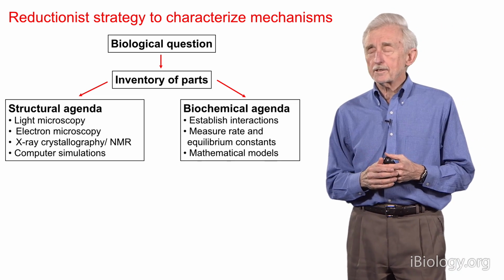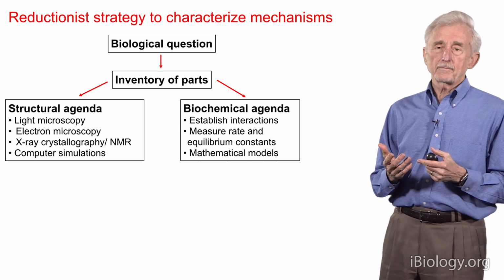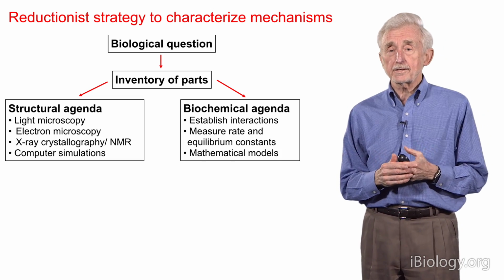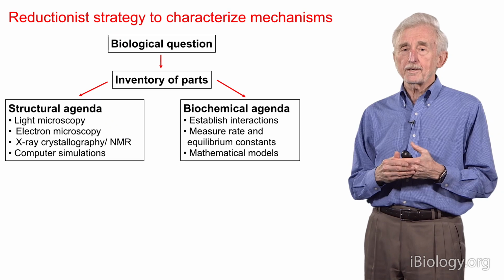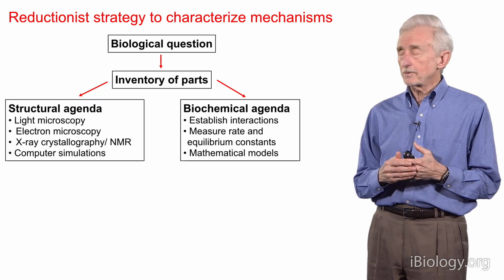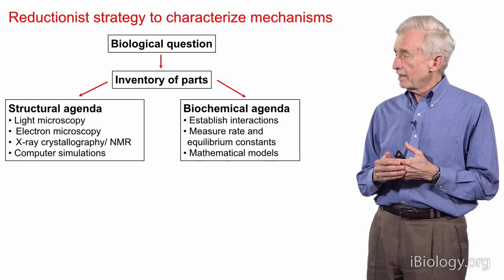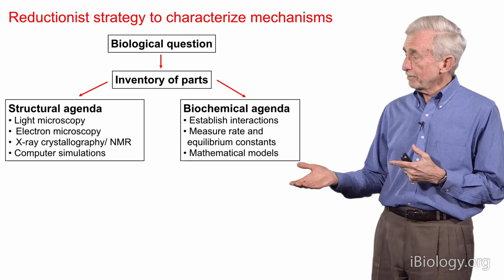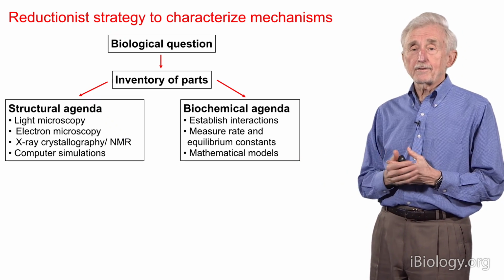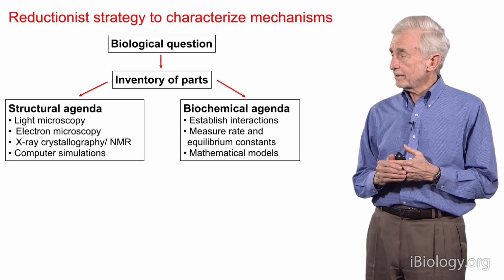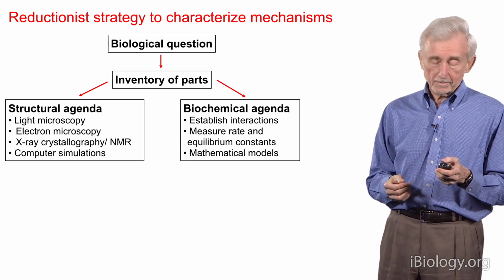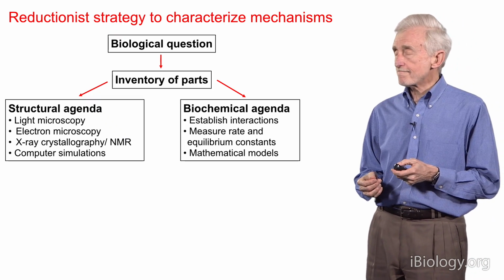Biochemists study the interactions of the proteins and measure the rates of the reactions and the thermodynamics, coming up finally with a list of rate constants and equilibrium constants for these reactions. A desirable thing to do at that point is to make a mathematical model of the biochemical mechanism that you are studying to see whether it will reproduce the results of your biochemical experiments.